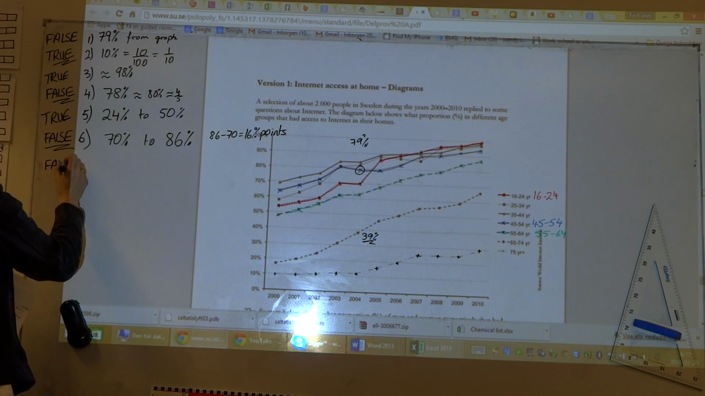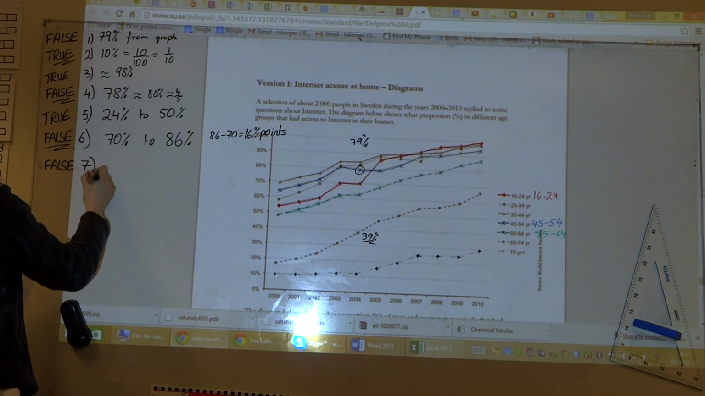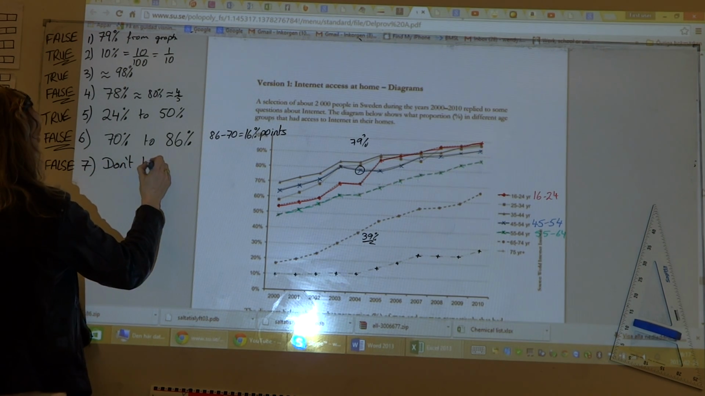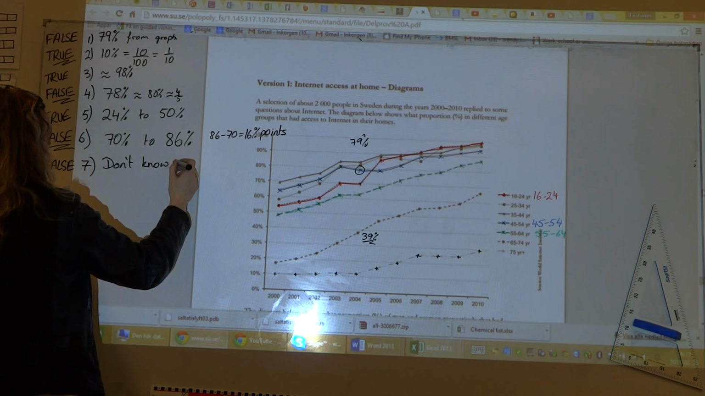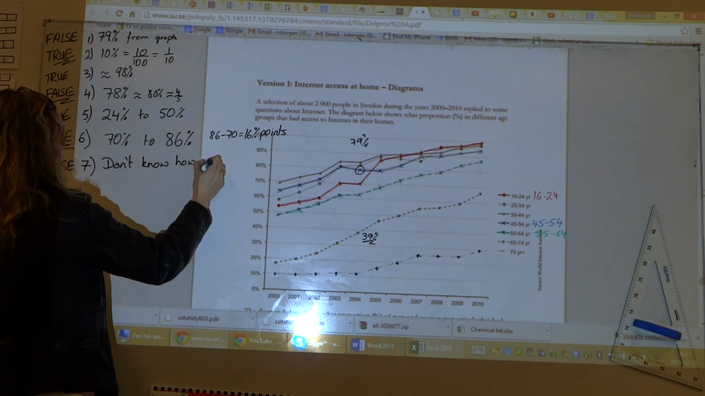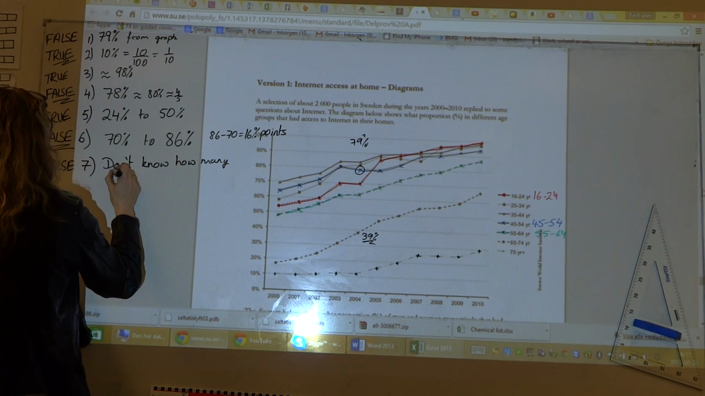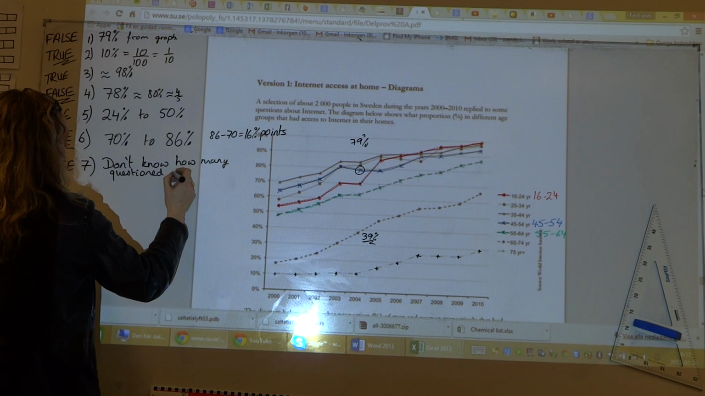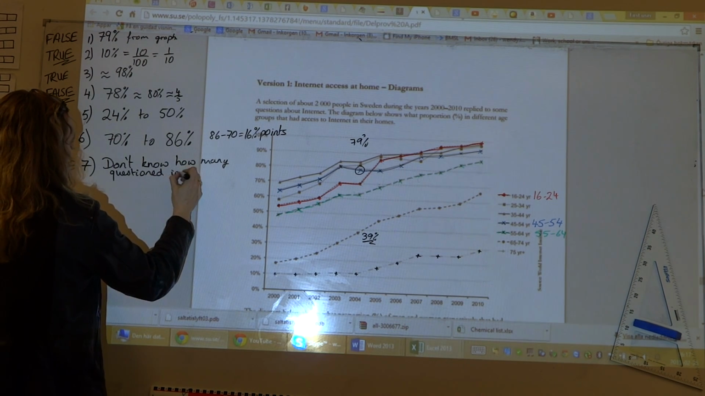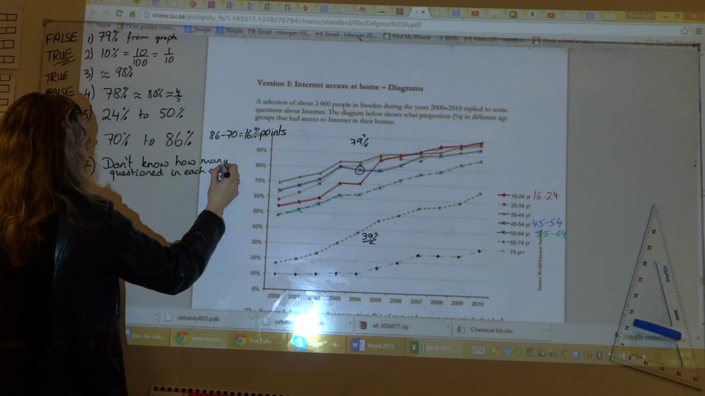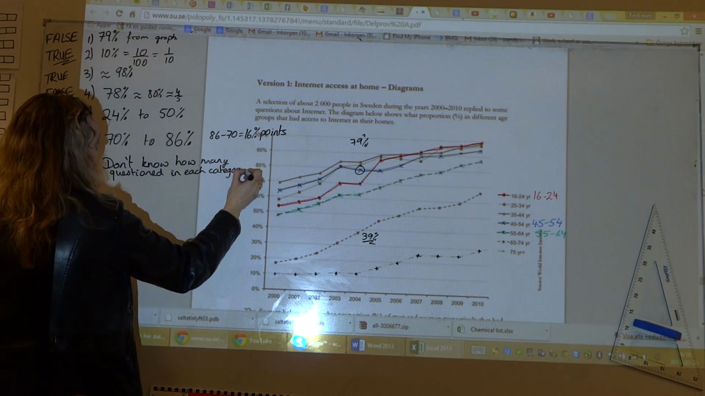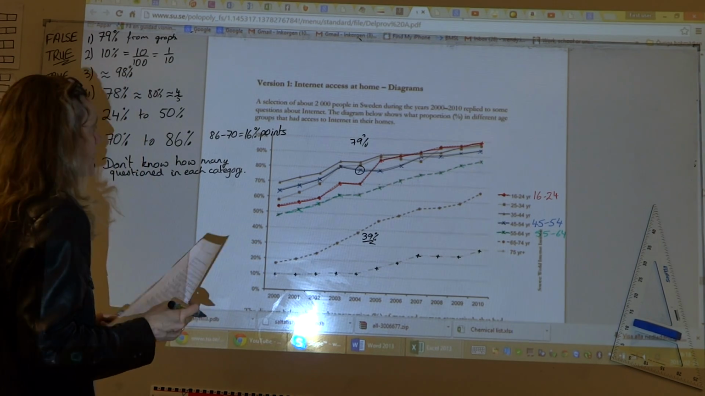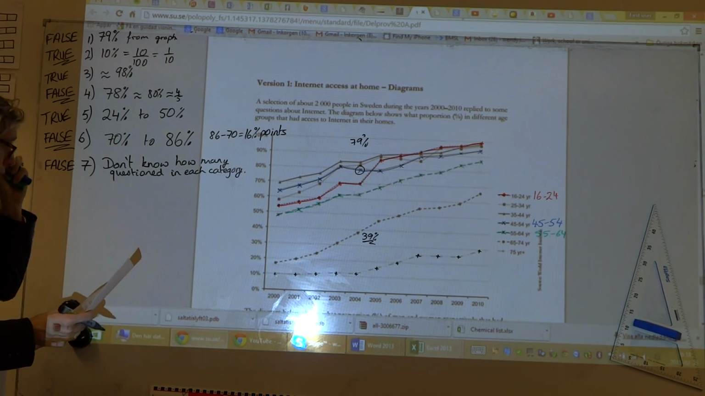It's a little bit of a trick question, because we don't know how many people there were in each group that was questioned. We can't say anything about the actual number of people. We don't know how many were questioned in each category, and therefore we can't say anything really. We could say that if the number was exactly the same, then yes, we could say that the percentage was almost double.